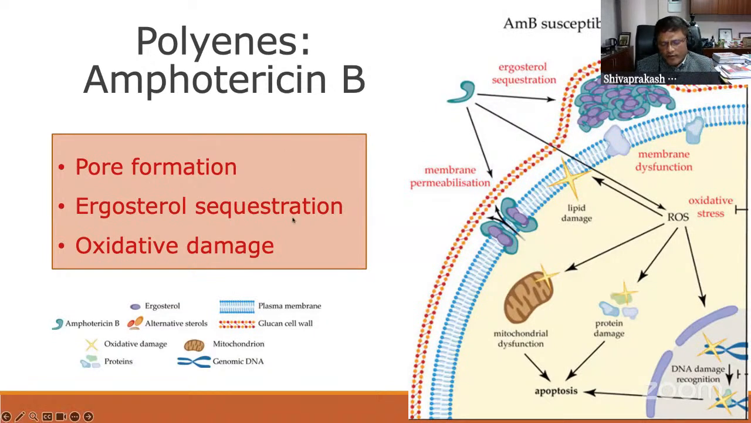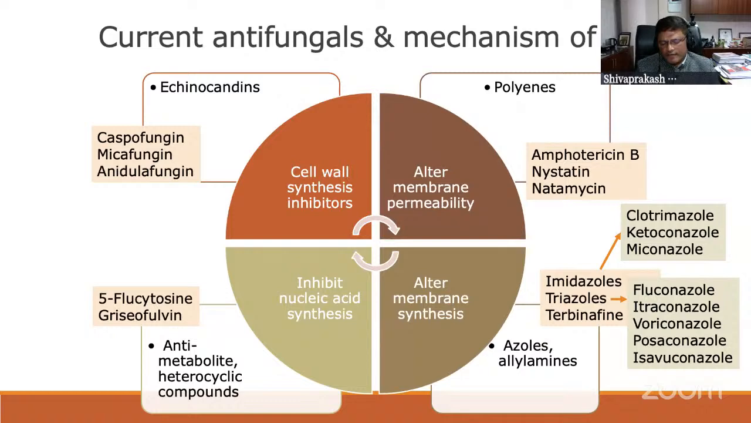Other mechanisms of action of amphotericin have also been described, but the majority is by pore formation. There is ergosterol sequestration, and to some extent oxidative damage can also occur. But the cell membrane pore formation is the main action of this drug.